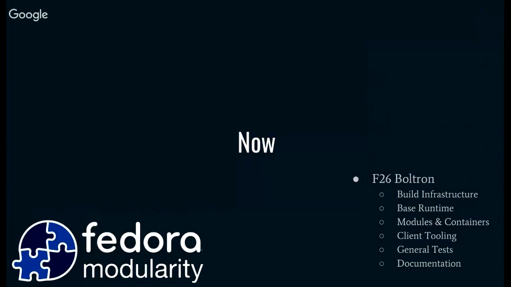It means the baseline component, which is the base runtime. It means the content itself, which is modules and containers. The client tooling, as I mentioned, the DNF stuff. We need testing because we can't manage any of this stuff without massive amounts of automated testing. And then documentation, to Matt, your earlier point of how do we engage everyone else in this, how do we allow everyone else to contribute to this as well?